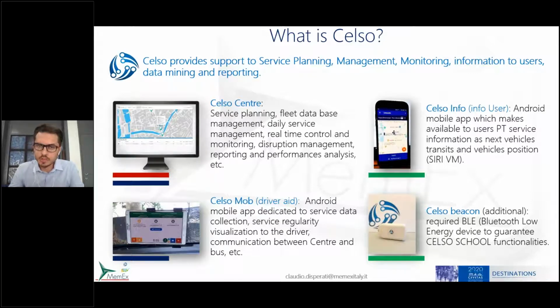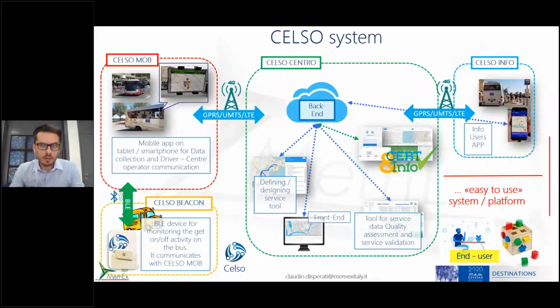The last component is the CELSO Beacon, an additional Bluetooth low energy device that is required in case the transport company would like to monitor the getting on and getting off the bus activity by the pupils. Each one of these components is included in a simple architecture which allows communication between the center device and the peripheral ones through a VLAN channel or an LTE service provider channel.